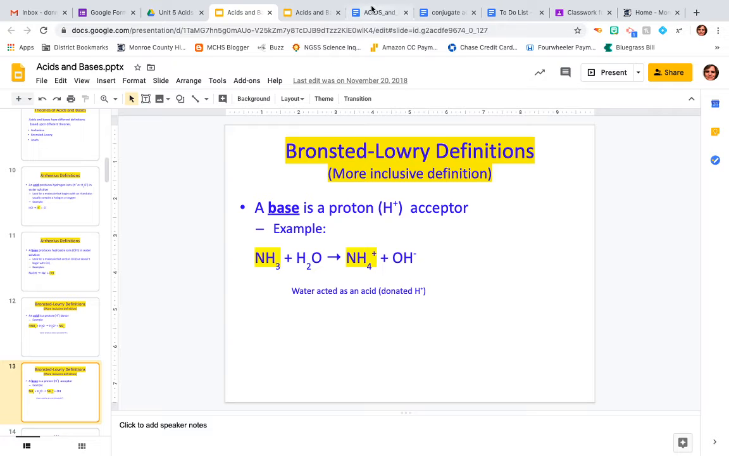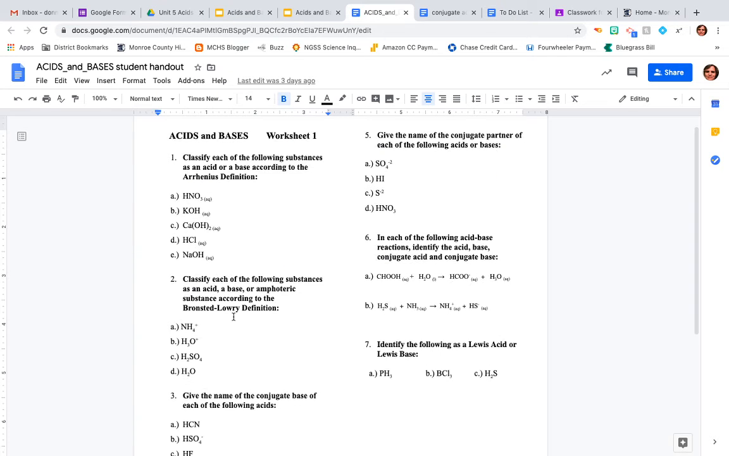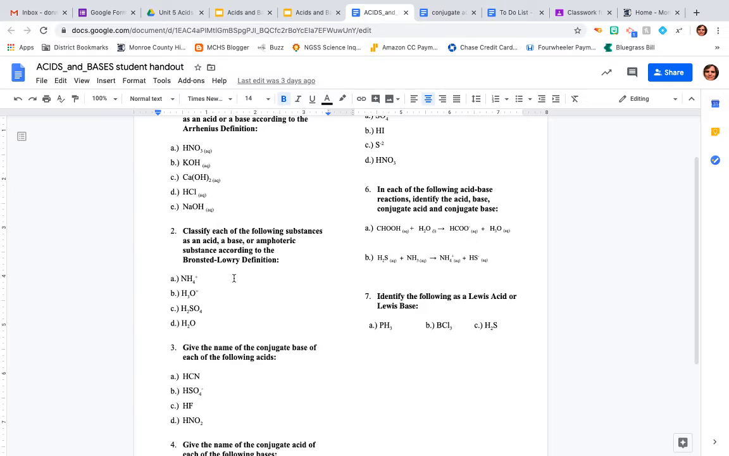Okay, so let's use those definitions to classify each of these as an acid, a base, or amphoteric. So we have NH4+ here. NH4+ is positive. Okay, it would want to donate a hydrogen ion to become neutral. So that would be an acid. Okay, H3O+ is also positive, meaning that it has an extra hydrogen ion that it would want to get rid of to become neutral. So H3O+ would also be a Bronsted-Lowry acid.